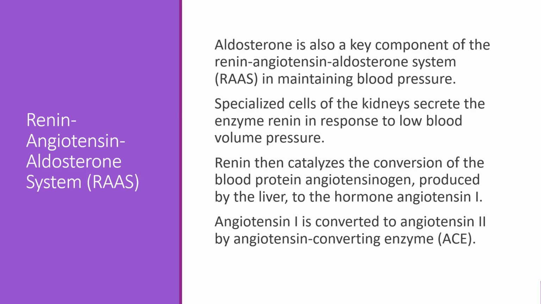Aldosterone is a key component of the renin-angiotensin-aldosterone system, known as RAS, in maintaining blood pressure. I am going to talk about RAS four times this semester. That's how incredibly important this is to understand. We're going to learn the big picture idea in this chapter, and then we're going to have three more chapters where it's going to come up again. Doesn't matter what type of healthcare you're going into, you have to understand this.